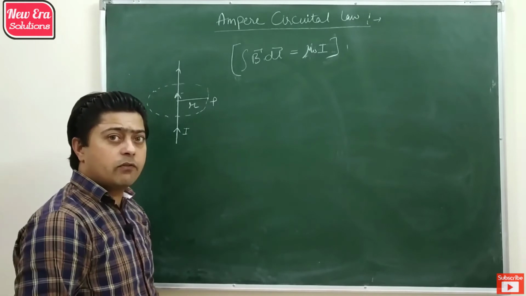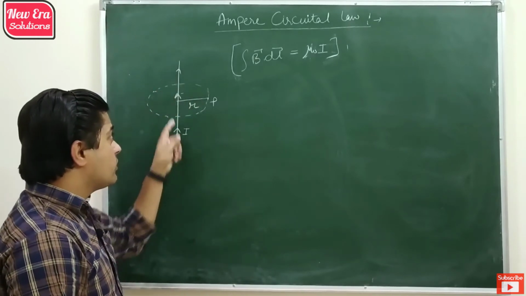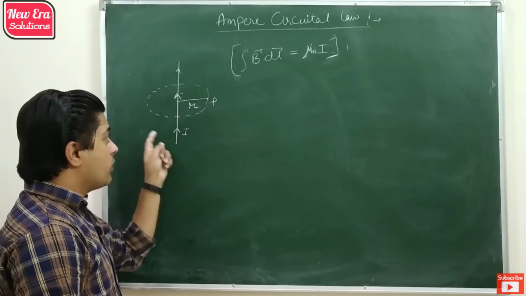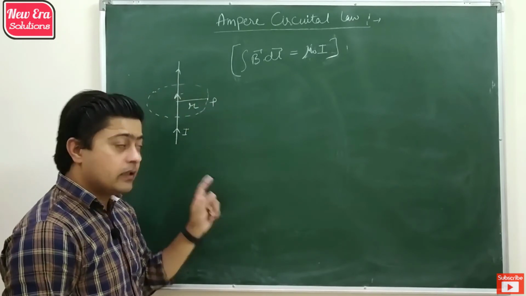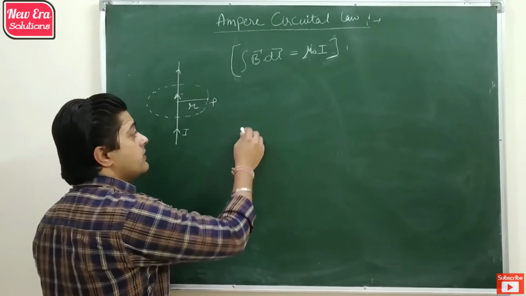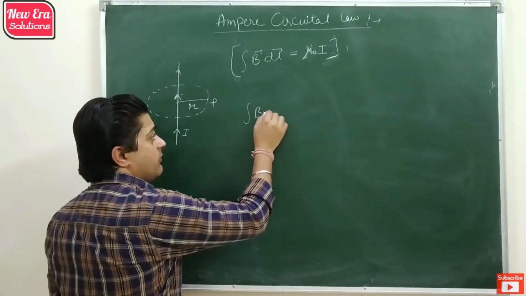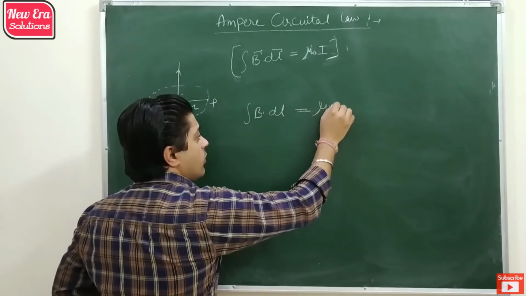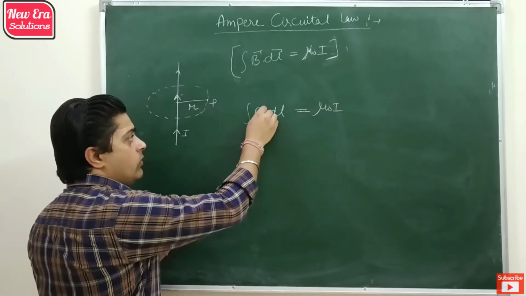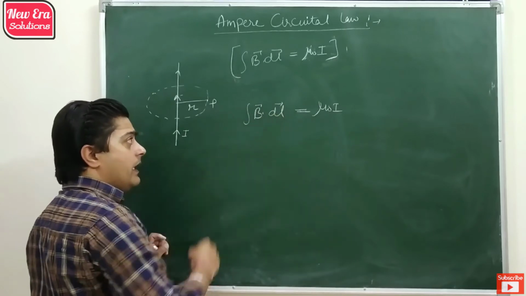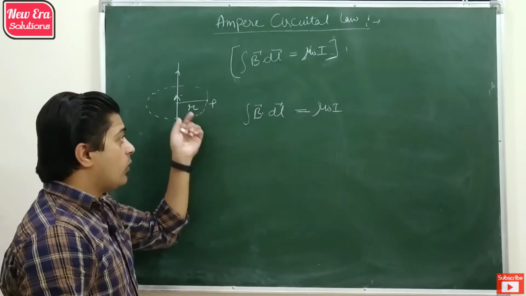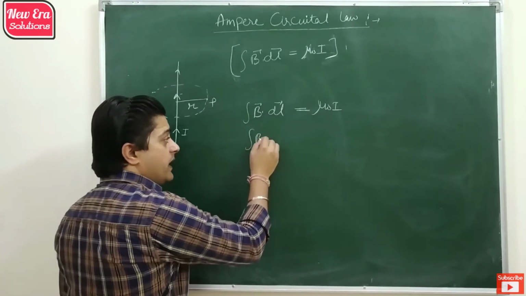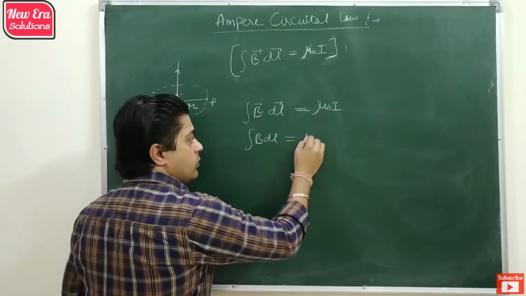On which we have to find the magnetic field due to this wire. So we assume an Ampere loop of radius r and apply Ampere's circular law on that, which is B dot dl is equal to mu naught I. Now magnetic field and displacement vector both are in the same direction, then we have B dl is equal to mu naught I.